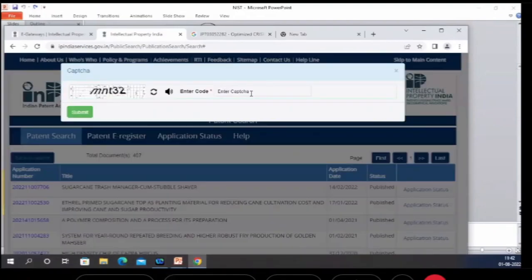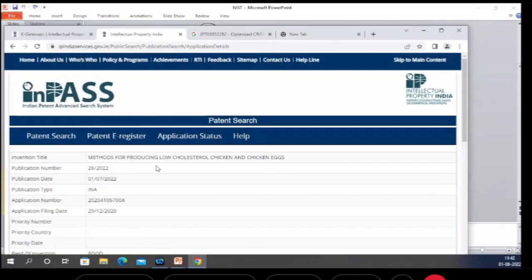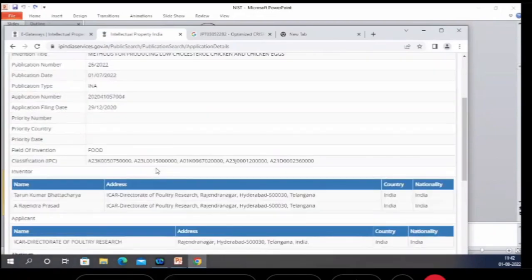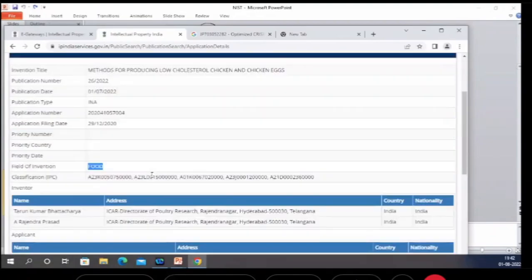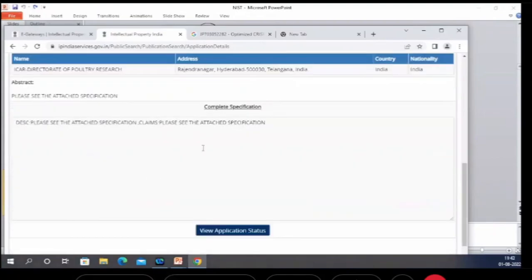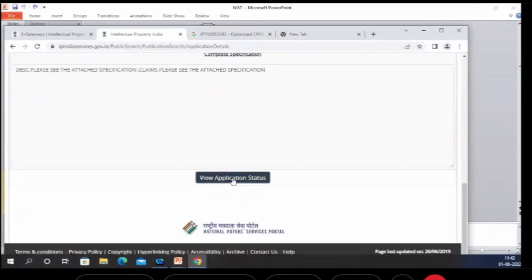Again you have to put a captcha here. Methods for producing low cholesterol chicken and chicken eggs. So this is the application in the field of invention of food, and ICAR Directorate of Poultry Research, Rajendra Nagar, Hyderabad. This is filed by ICAR Hyderabad, and I think it is a regional institute. And every data you can see here, just go to the complete specification or view application status here.